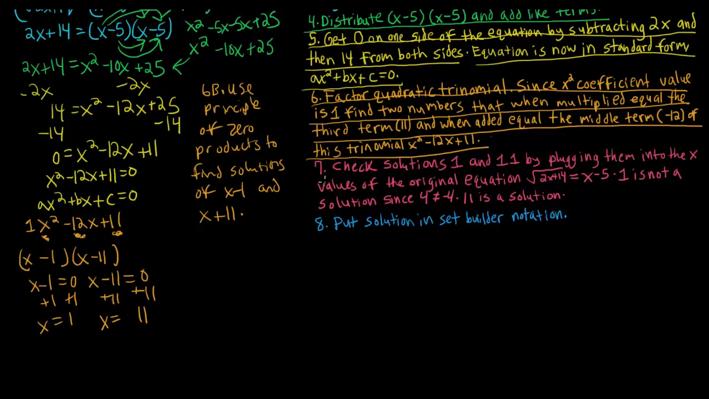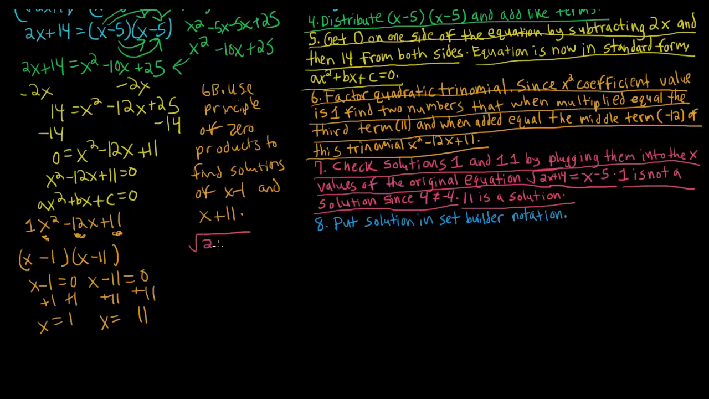Check the solutions 1 and 11 by plugging them into the x values of the original equation, the square root of 2x plus 14 equals x minus 5. And if we do that, we'll find 1 is not a solution, since 4 does not equal negative 4, and we'll find 11 is a solution. So let's just do that real quick. Our original equation was the square root of 2x plus 14 equals x minus 5. Let's plug in the 1 value for x.